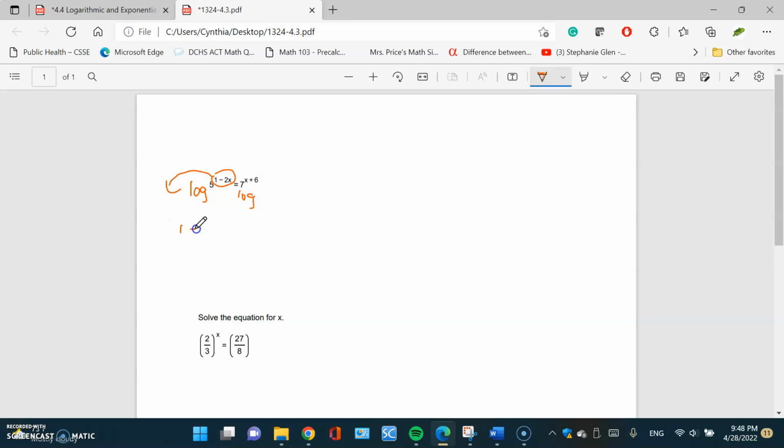So we can rewrite into 1 minus 2x multiplied with the log 5. Here we swing the x plus 6 to the front as well. So we have x plus 6 multiplied by log 7.